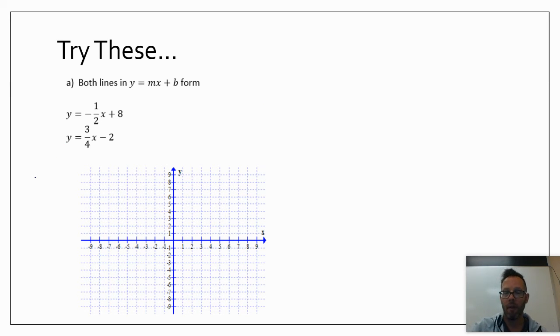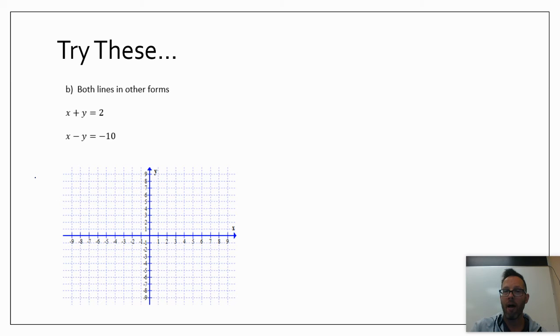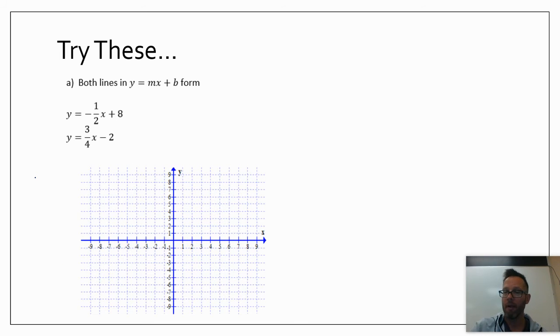The first one, linear system, is in y equals mx plus b form, both lines, so pretty easy to sketch. In our second one, both lines are in other forms, so you might have to use one of our strategies for graphing those from our previous lesson. So pause, try those out, find the point of intersection, and unpause when you're ready. I'm going to go about doing these right now.